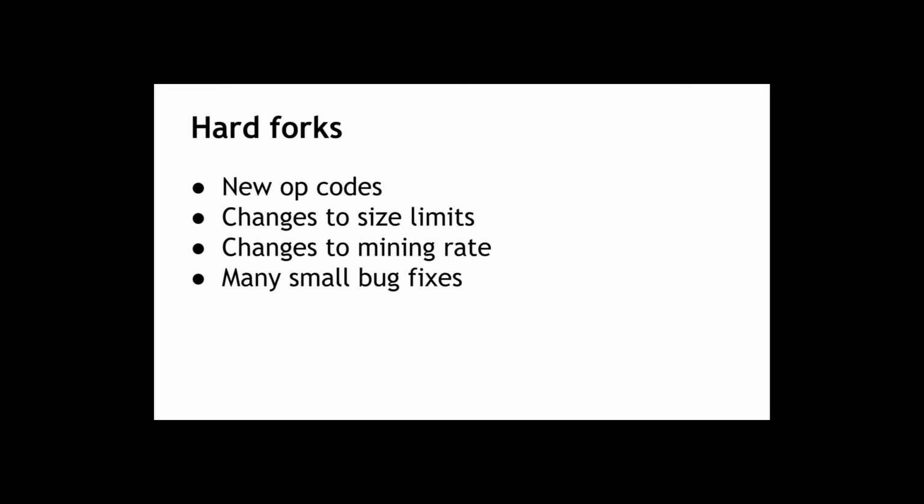Other changes might require a hard fork. That would be if we wanted to add new opcodes to Bitcoin, change the limits on block or transaction size, or do a lot of bug fixes. So for example, the bug I showed earlier, where the multisig instruction pops an extra value off the stack, that would actually require a hard fork.